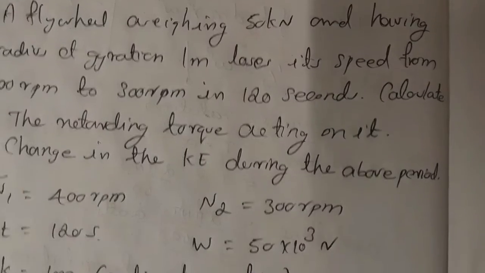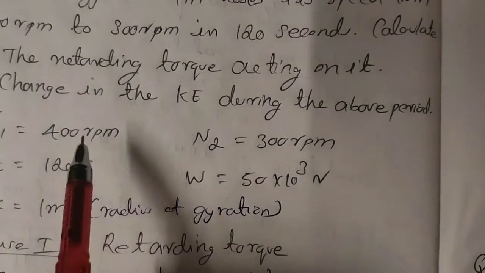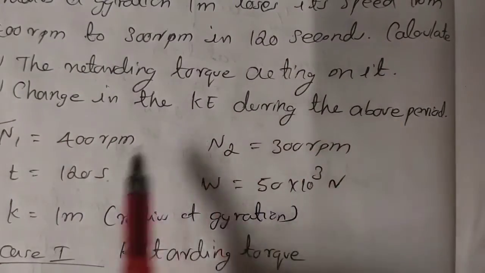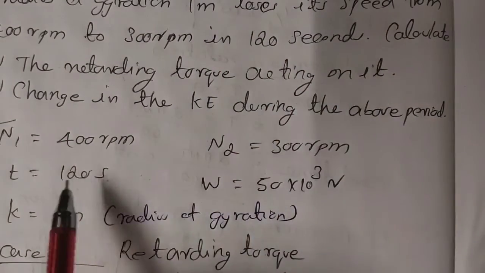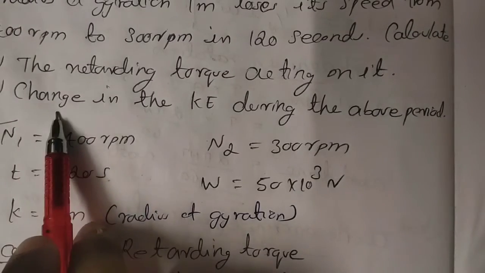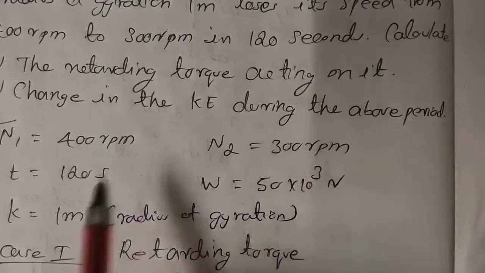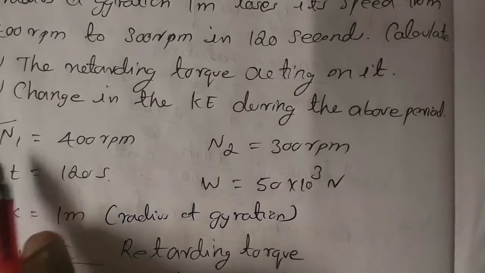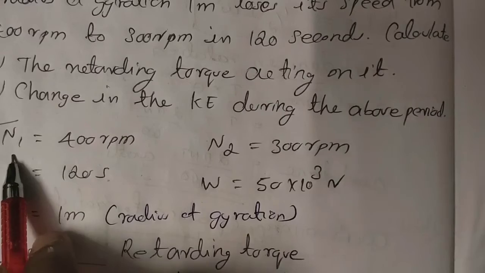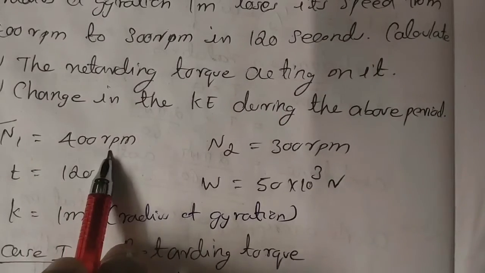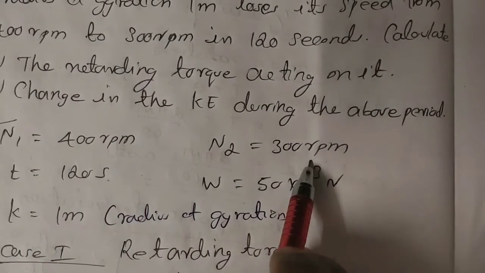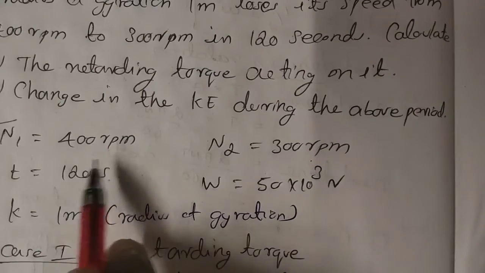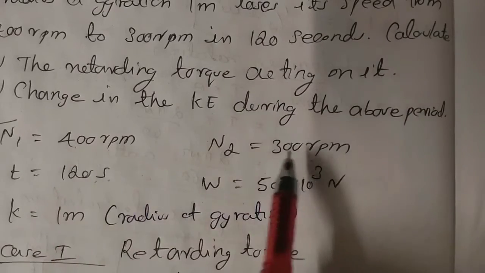Okay, then we can come to the solution. We have two cases. First, what is the retarding torque acting on it, because it is losing its speed. Second, the change in kinetic energy during the above period. The given details: n1, the rotation at the first time, is 400 rpm, and n2 is 300 rpm. Both are in rpm. Then t is equal to 120 seconds, the time taken to go from 400 to 300.